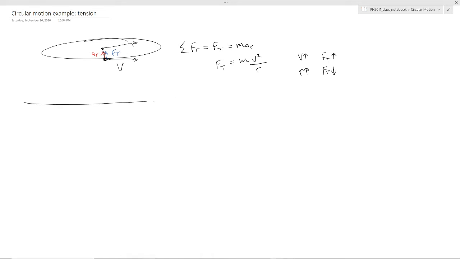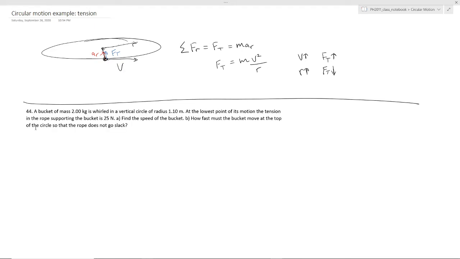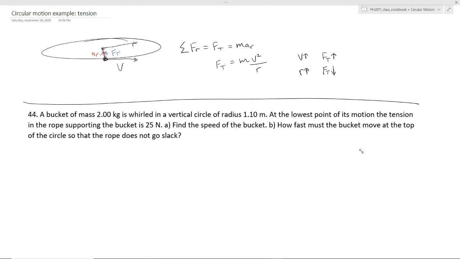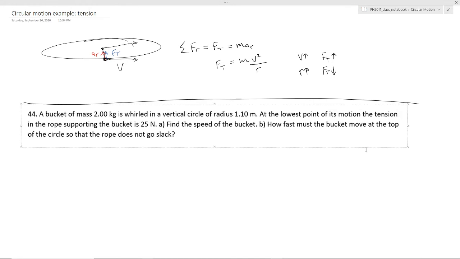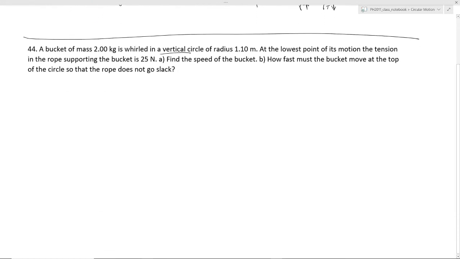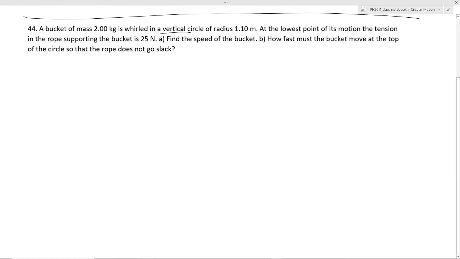And that is the following. Let me paste this problem in here for you. A bucket of mass 2 kilograms is whirled in a vertical circle of radius 1.1 meters. At the lowest point of its motion, the tension in the rope supporting the bucket is 25 newtons. A, find the speed of the bucket. B, how fast must the bucket move at the top of the circle so that the rope does not go slack? Okay, let's give ourselves a picture here to try and help us figure out what's going on.